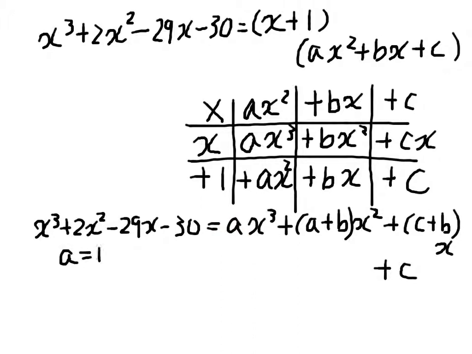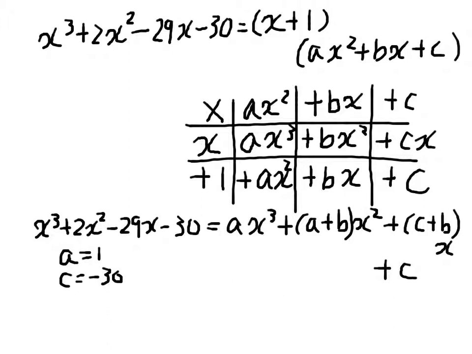a equals 1. Next, the easiest one to look at is minus 30 at the end, which is a constant, and the constant term on the right hand side is c. So c must equal minus 30. So c equals minus 30.